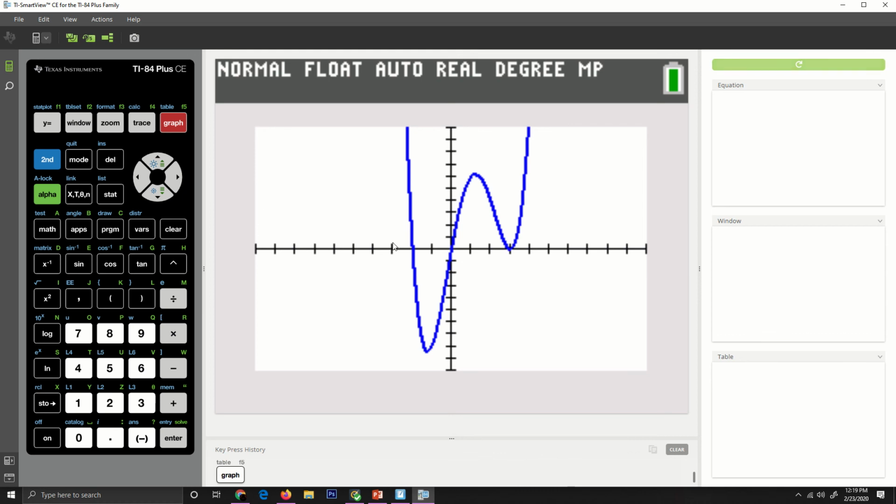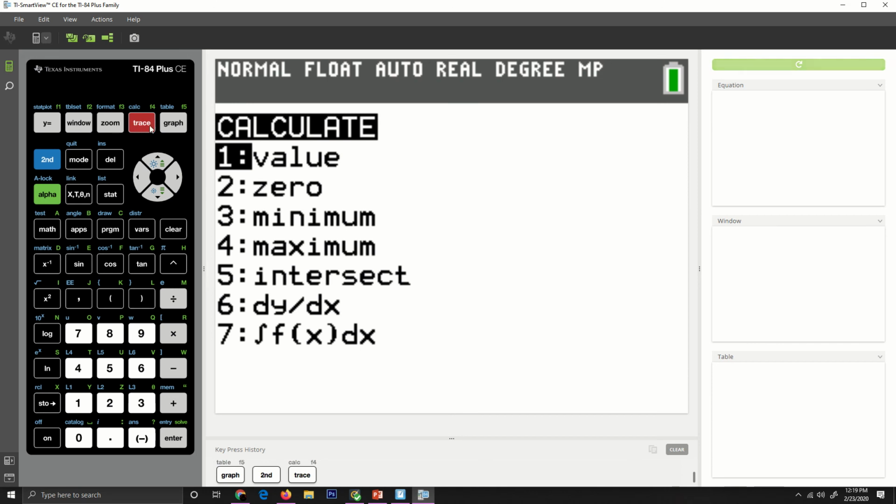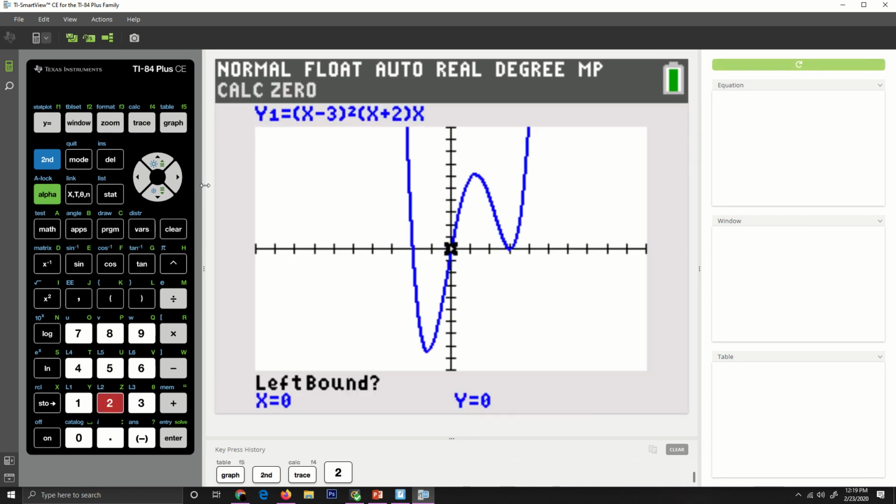All right, so if we want to find this 0 right here, what we're going to do is hit second, then the trace button, and all of the cool functions for this trace button are actually in the calculate button. And I know we've seen some of these before, but let's talk about the 0 function. So I'm going to hit 2 as to get a 0, and I want to get this 0 right here. So I'm going to push my right arrow key on the D-pad until my little spider guy is on the left-hand side of the 0. So I'm going to hit enter there.